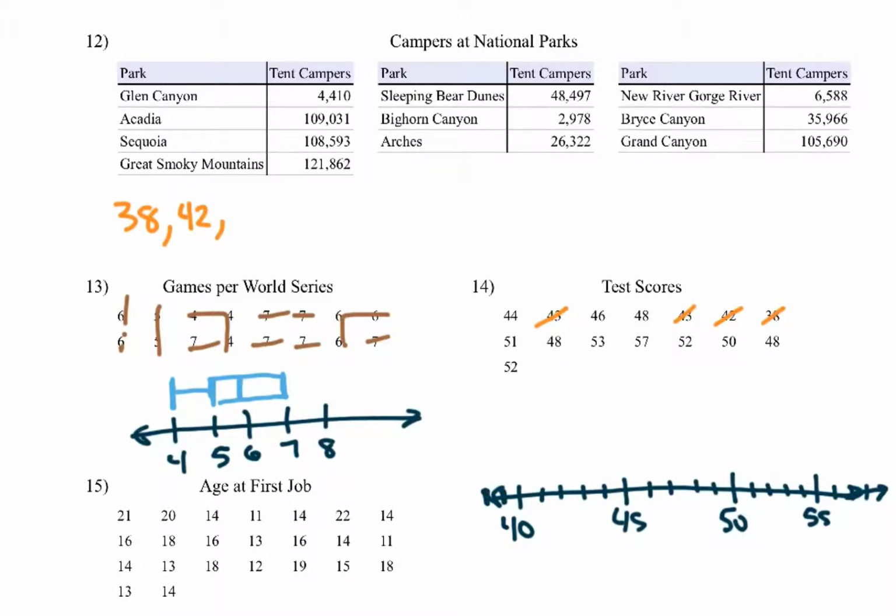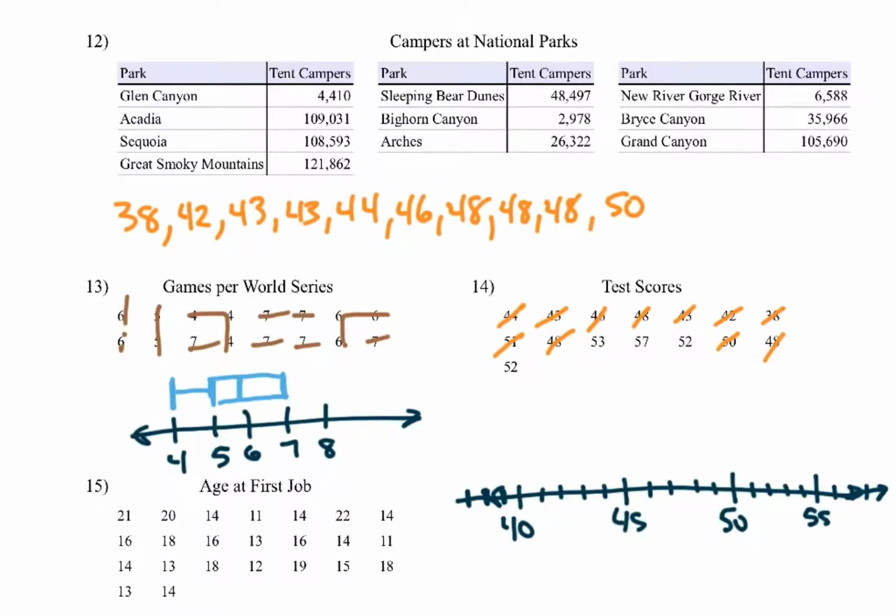There we go. Okay, and then 2 43s. And 1 44. A 46, a 48. 2 48s actually, 3 48s. Okay. A 50, a 51, 2 52s, a 53, and a 57.